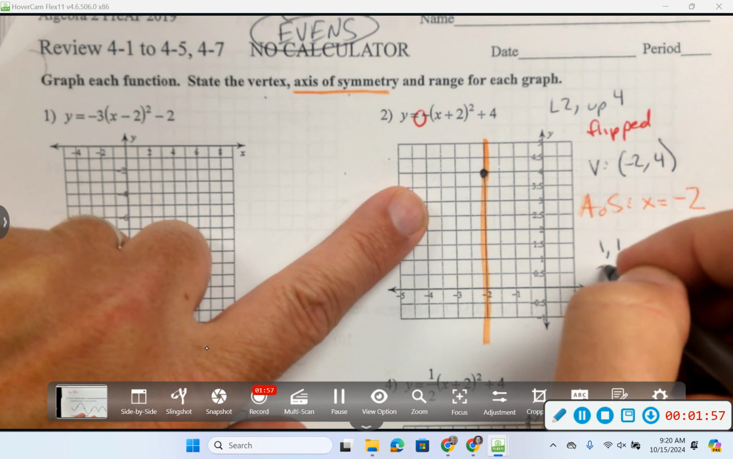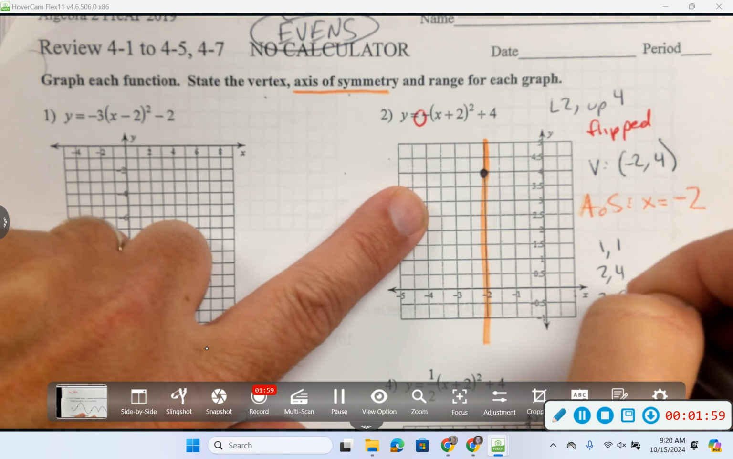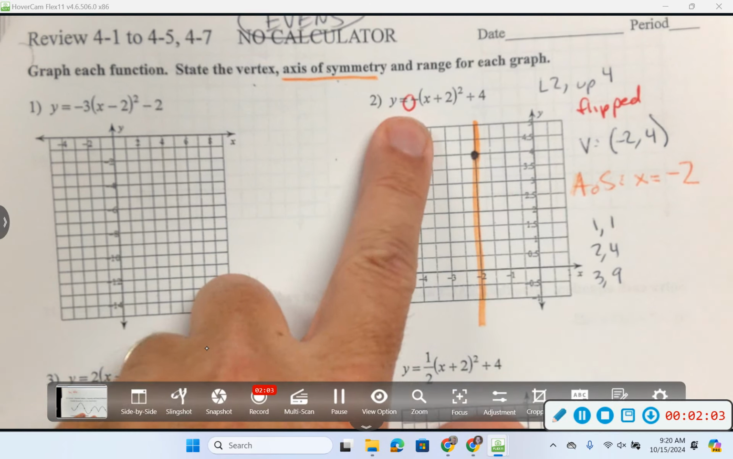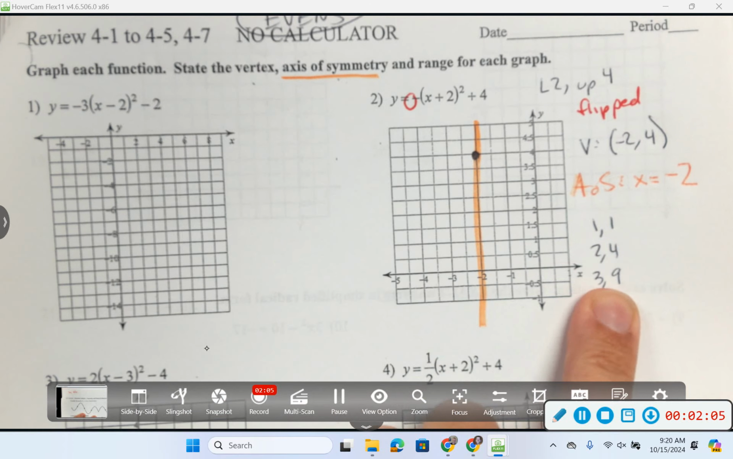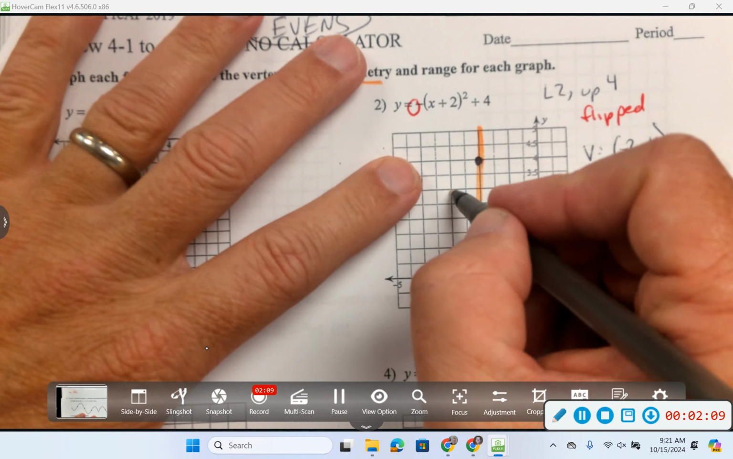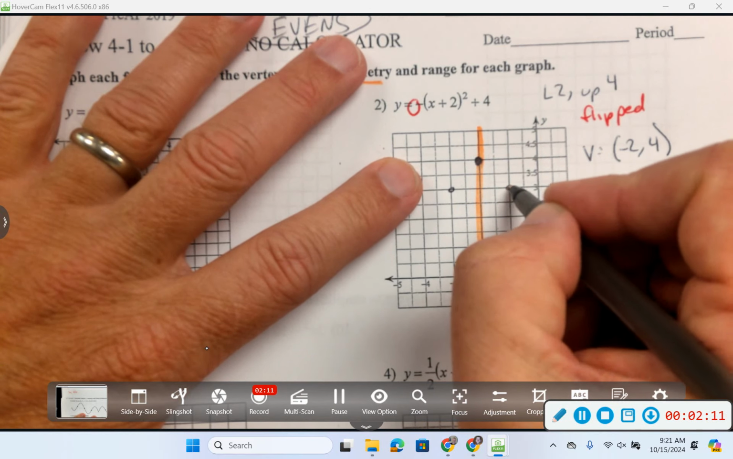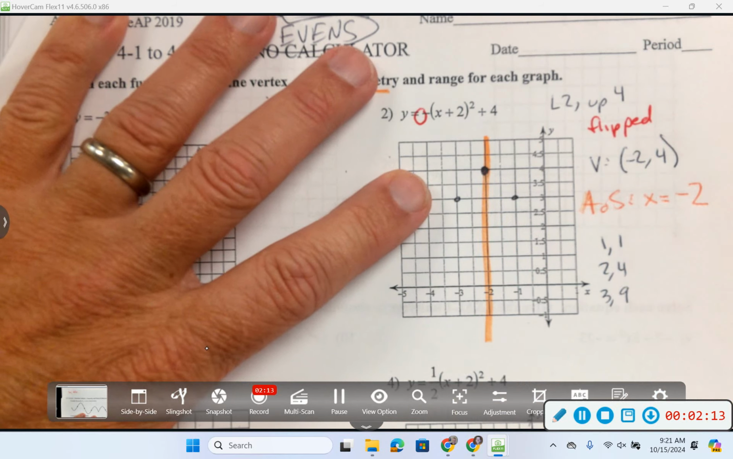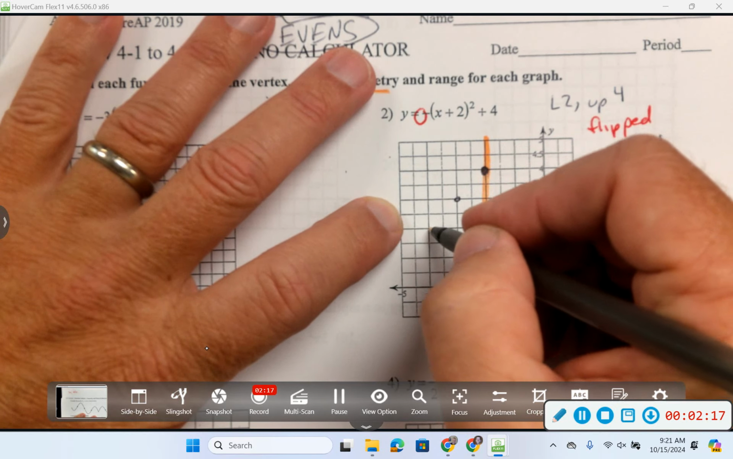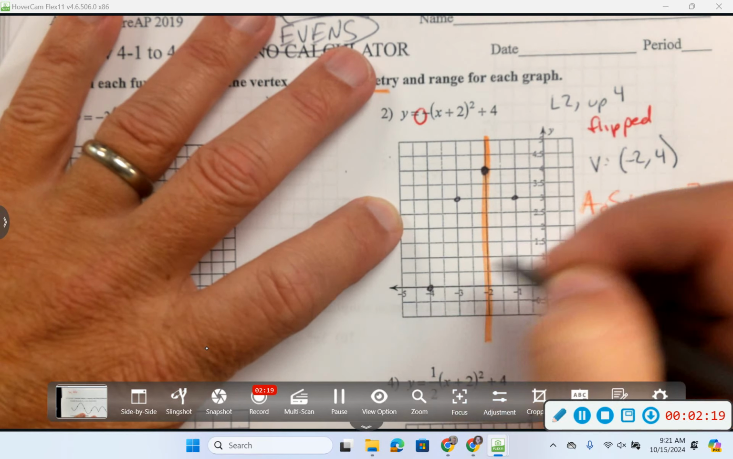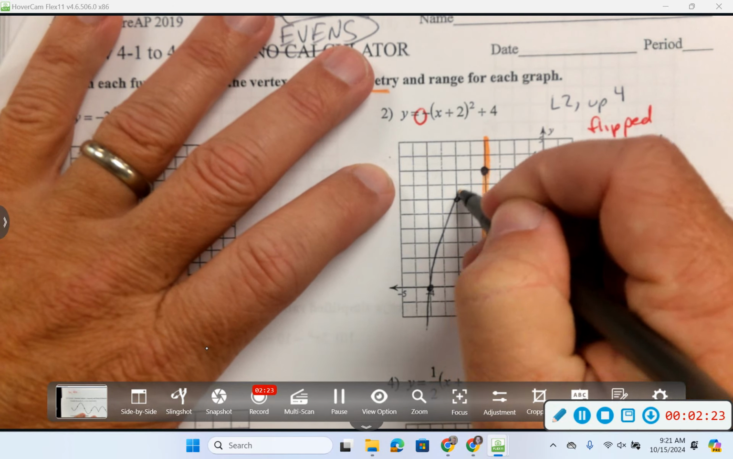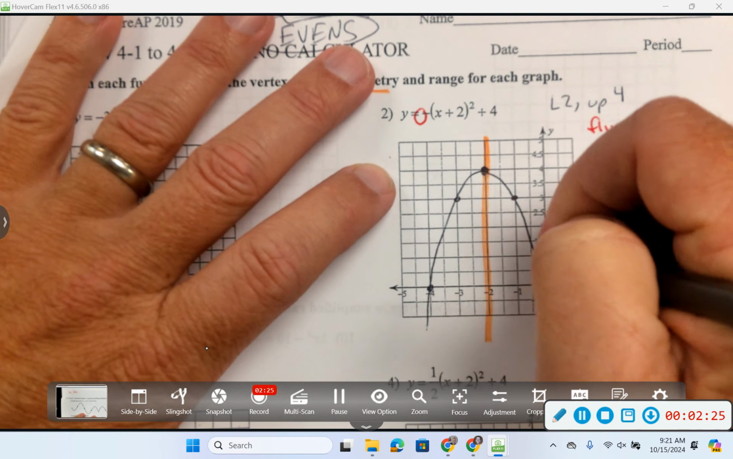Let's go ahead and do the 1, 1, 2, 4, 3, 9. The only thing I have to do is to multiply those by -1. I'm not really going to show that. I'm just going to do that on the graph. Over 1, down 1. Again, be careful with the scale on this one. Over 2, down 4. And there's my parabola.